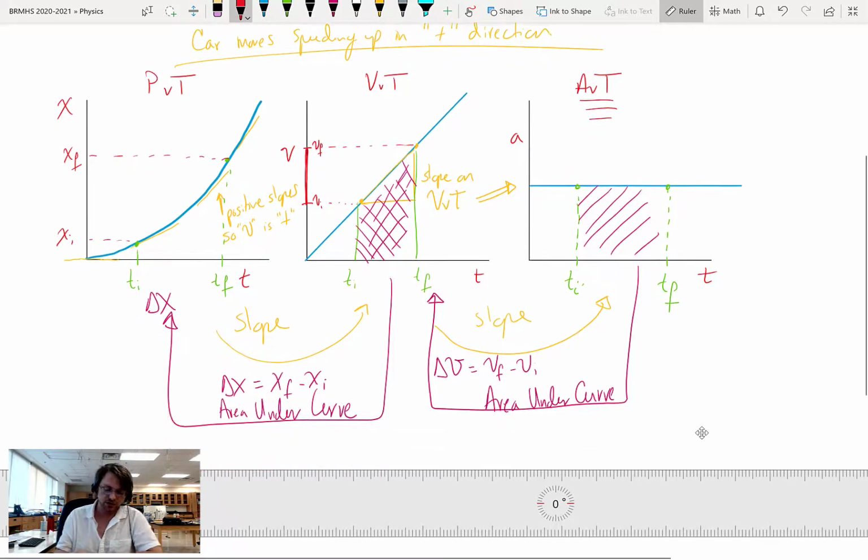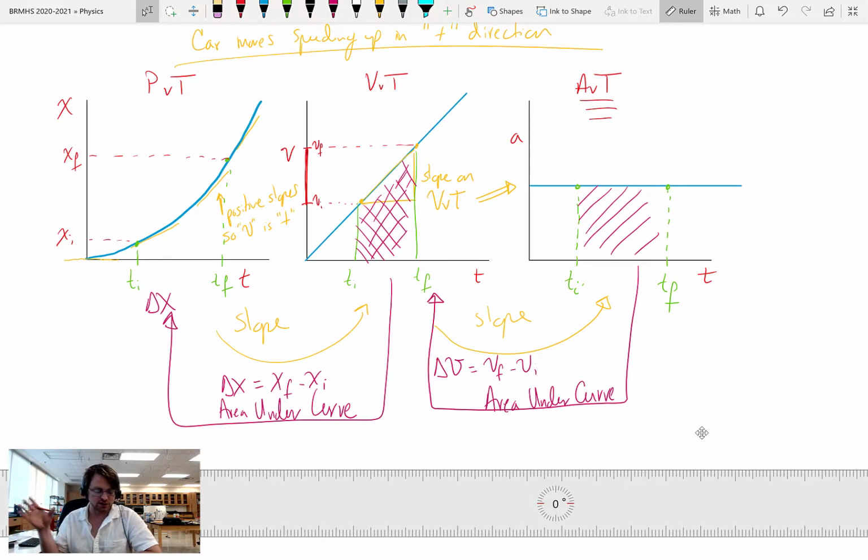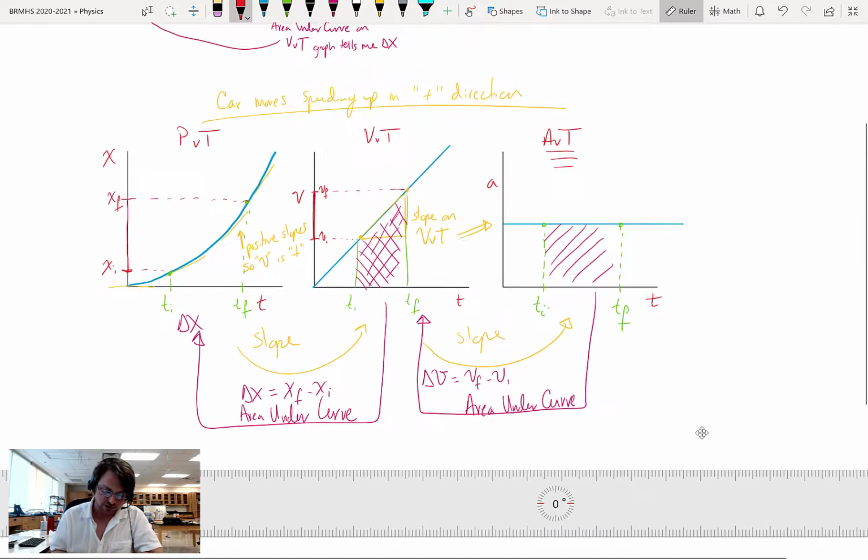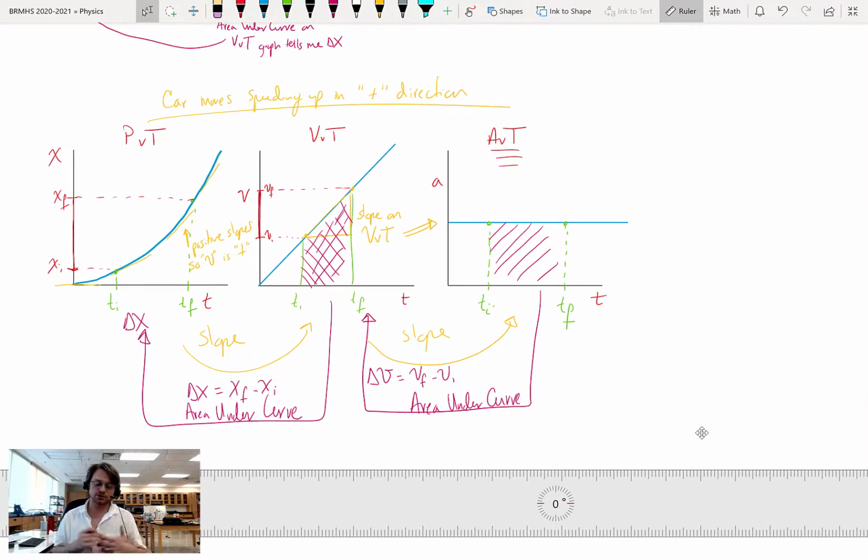So the area under the curve on velocity versus time takes me back to the left to delta x, change in position, and that will be this distance on the y-axis representing the change in position of the object in the x dimension. So now we've taken a look at two of the major scenarios: moving at a constant speed in one direction and speeding up from 0 in one direction, and we have position versus time, velocity versus time, and acceleration versus time.